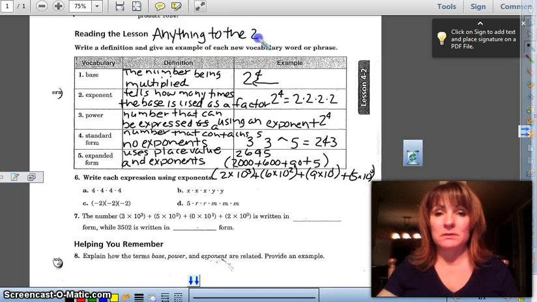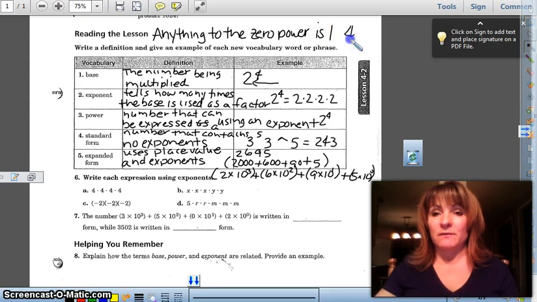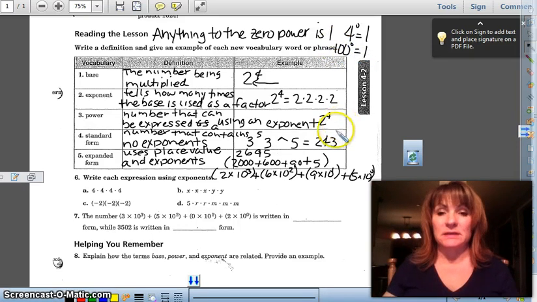Anything to the 0 power is 1. So if you have 4 to the 0 power, it's 1. If you have 100 to the 0 power, it's 1. Okay, so that's a little side note.